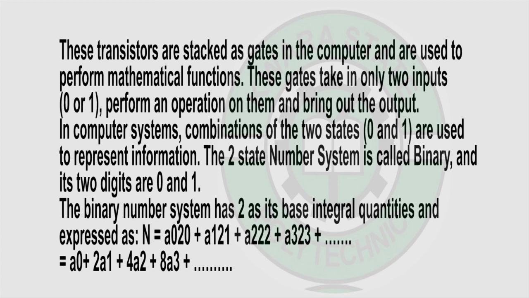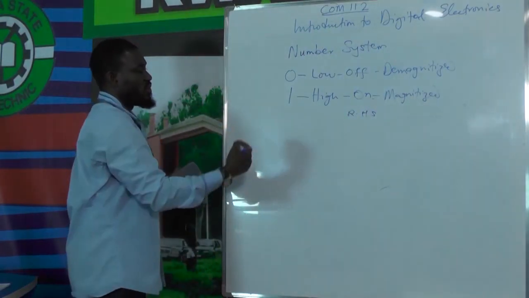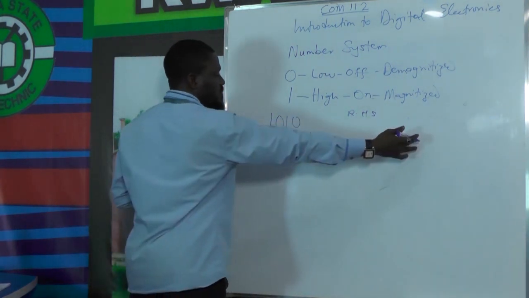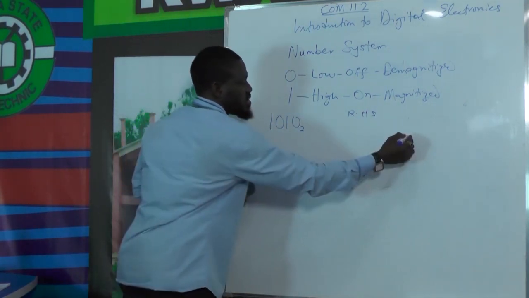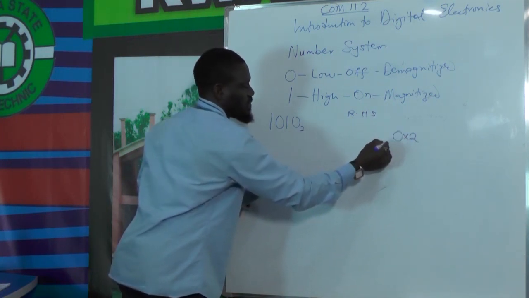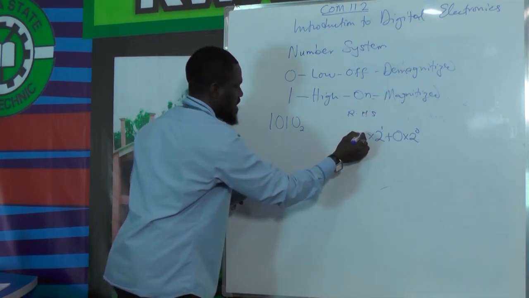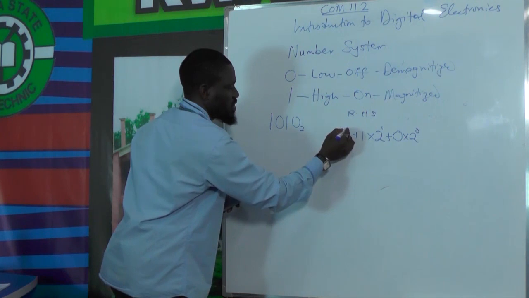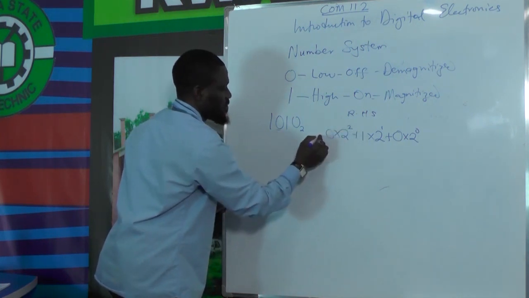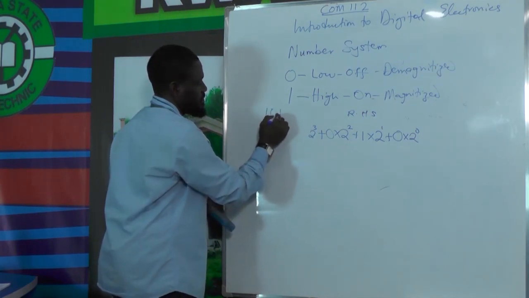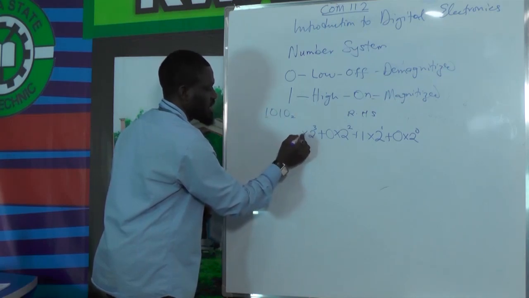As I've said earlier, quantities are expressed with a formula. I said in my previous class that, from my right hand side, by the time you want to do the conversion, let's assume you have 1 0 1 0. Now, by the time you are trying to convert this, you must start from the right hand side. This is to the base of 2. That is, 2 to the power 0 times 0, plus 2 to the power 1 times 1, plus 2 raised to power 2 times 0, plus 2 raised to power 3. Then we move to the last one, times 1.